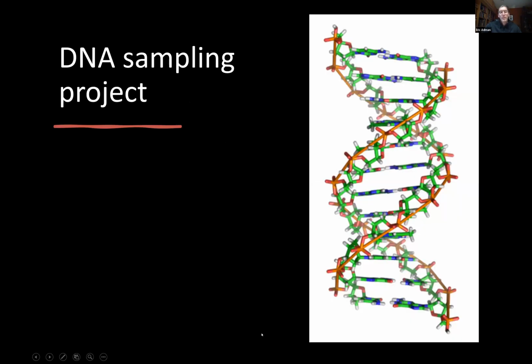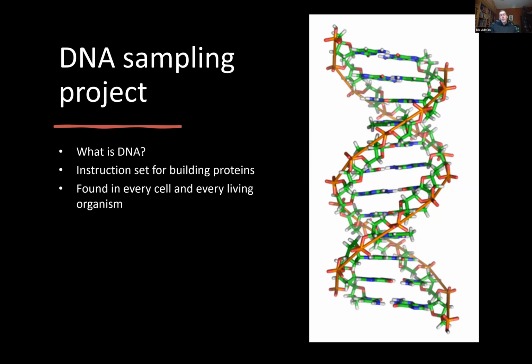let's talk about our DNA sampling project. So first of all, we talk about DNA a lot. I shouldn't make the assumption everybody knows what DNA is, but essentially it's an instruction set for building proteins, and it's useful because it's in almost every living cell, and it can be sequenced, and it has a unique sequence that's associated with different types of organisms. And so that's useful for identification purposes.